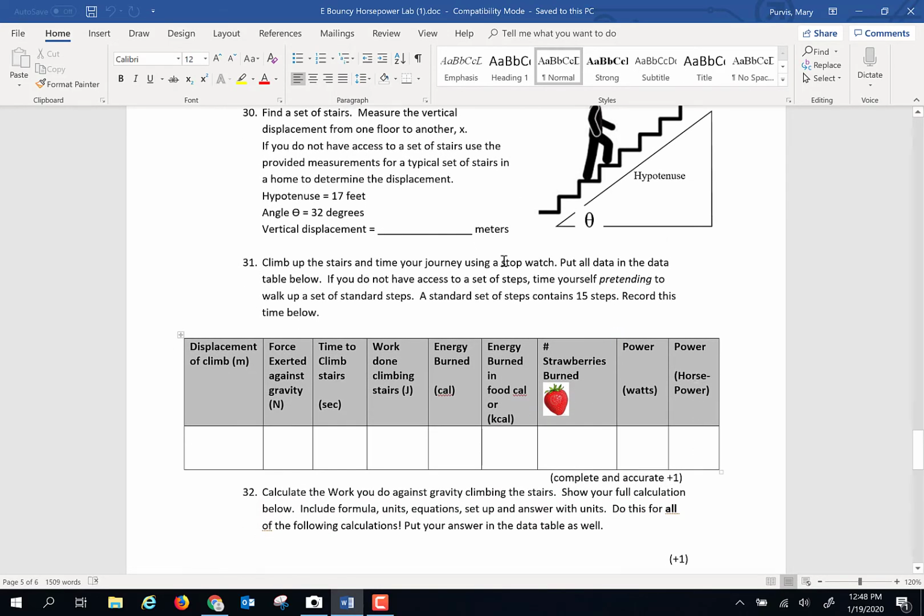Now, some of you are panicking right now thinking, I don't have stairs. I live in a very flat house. How am I going to do this? Well, right here, there's some information about a typical set of stairs that are in a home. I got this information for a domestic situation. This is not a commercial set of stairs. And you can use this information to calculate that vertical displacement.